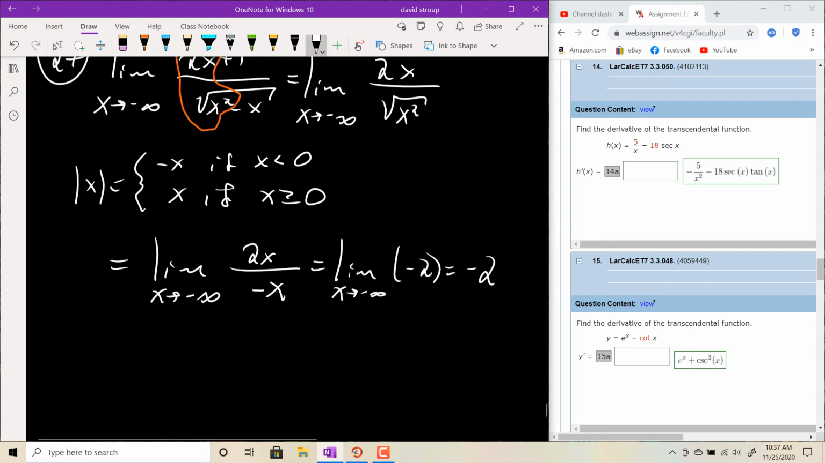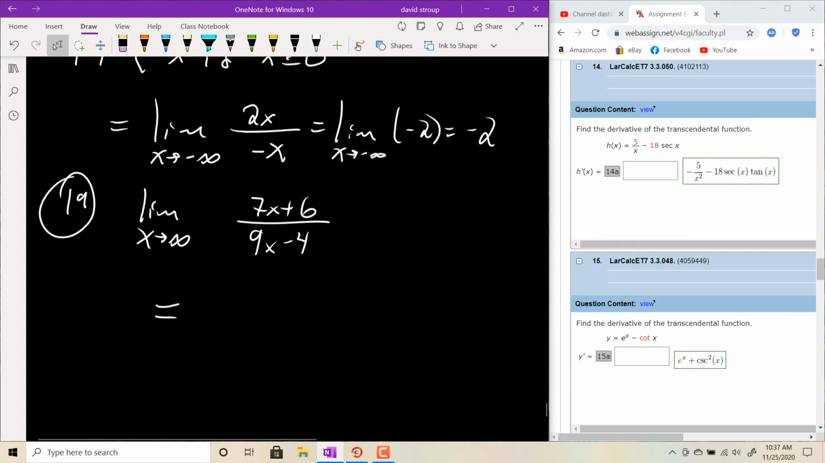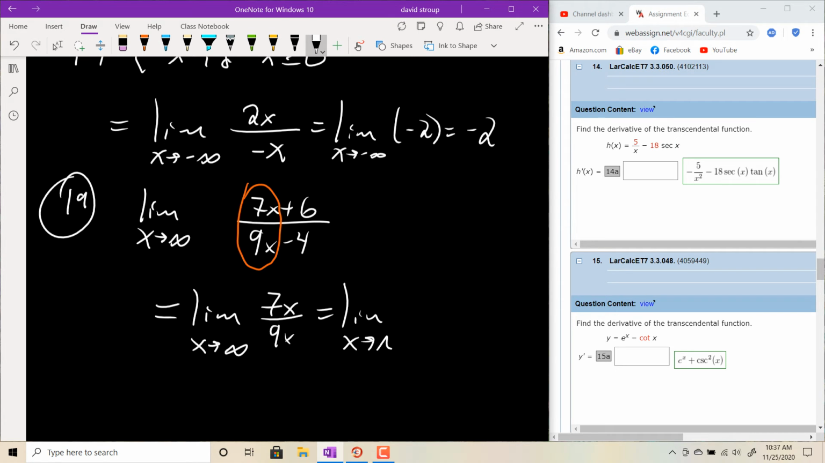Sure, let's try one like 19. Limit as x goes to infinity of (7x + 6) all over (9x - 4). Okay, so that would be just picking off the high degree parts. It's the limit as x goes to infinity of 7x over 9x, which of course is the limit as x goes to infinity of 7/9, which of course is just 7/9.